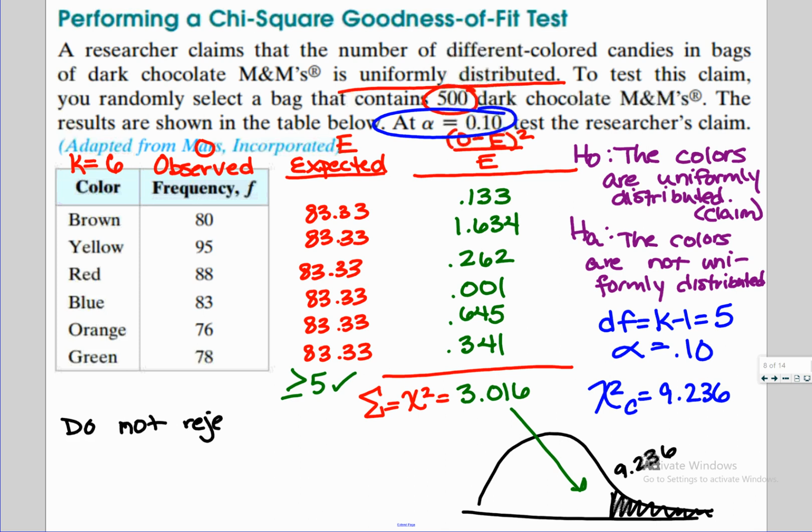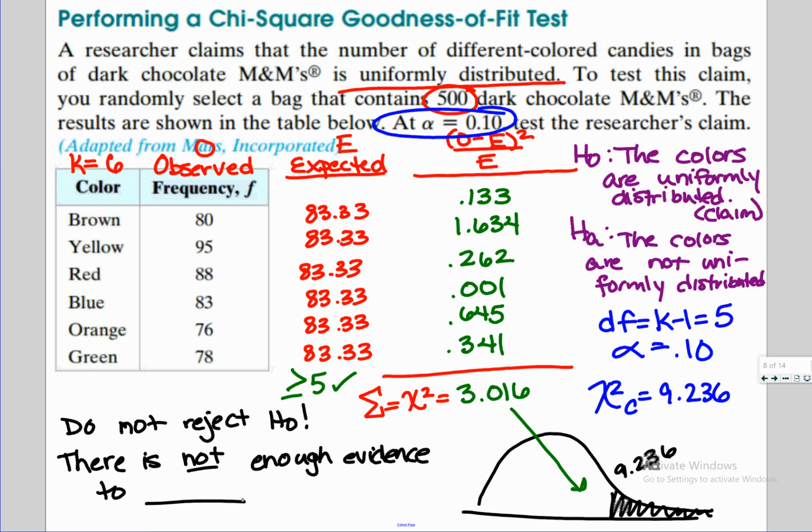So is there, and it's the null, we're rejecting or not rejecting, is there or is there not enough evidence? There is not enough evidence to reject the claim that the M&M colors are uniformly distributed.